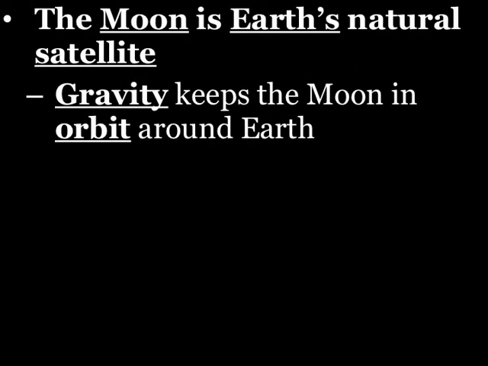The moon is Earth's natural satellite. It's what orbits the Earth. Gravity keeps the moon in orbit around the Earth, just like what I talked about earlier when I talked about pointing up and down. Earth's gravity keeps the moon pulled in. The Earth's gravity pulls the moon in towards Earth as it rotates around. If we didn't have the gravity of the Earth pulling on the moon, it would just go straight off forever. But the gravity of the Earth pulls the moon in.